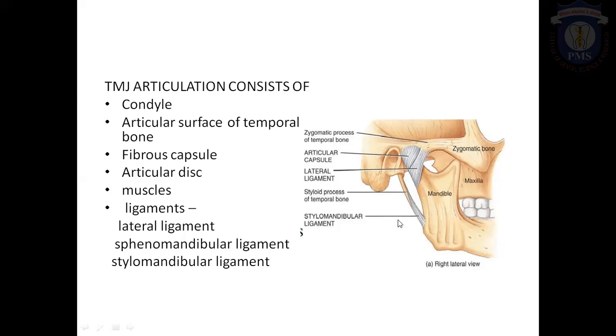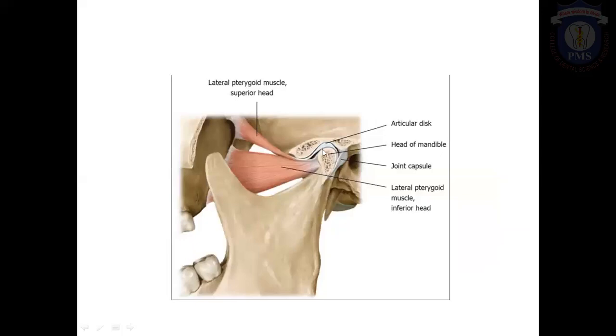This is stylomandibular ligament. This is the lateral ligament. This is the articular disc. This is the head of the mandible, that's a condyle. Then this is a joint capsule. This is a lateral pterygoid muscle.